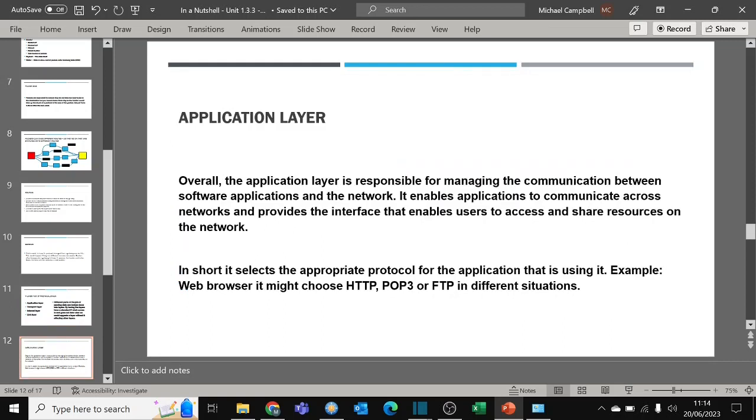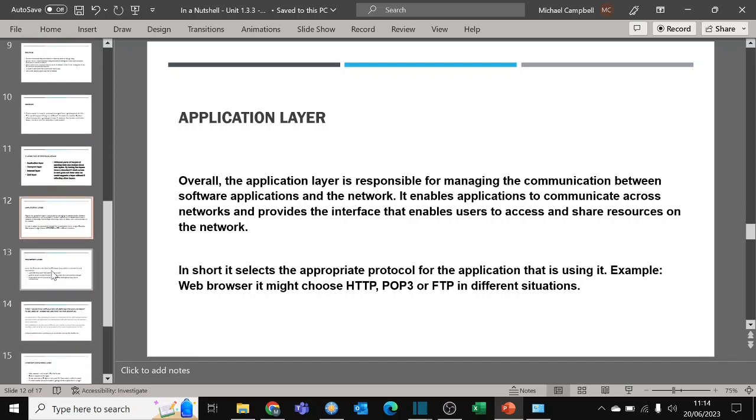The application layer is responsible for managing the communication between software applications and the network. Basically, it selects the appropriate protocol for the application it's using. So the web browser might choose HTTP, POP3, or FTP in different situations, or others, but they're the main ones. So the application layer's main job is to select the appropriate protocol for the application that's using it, right?